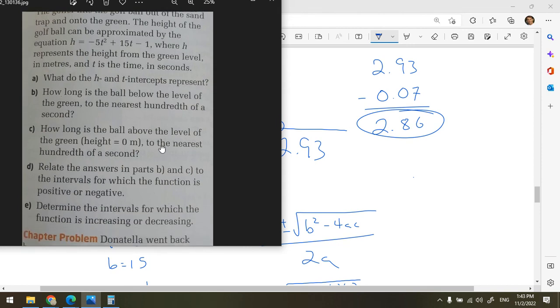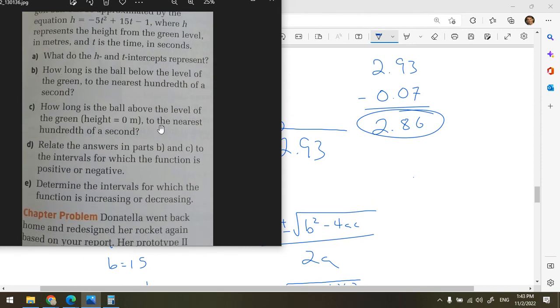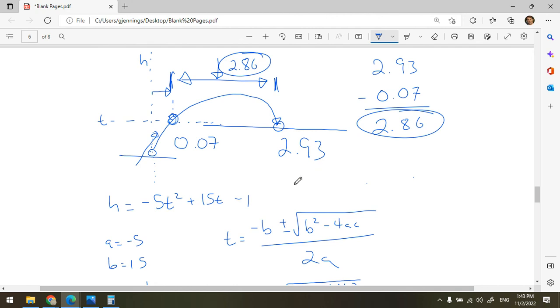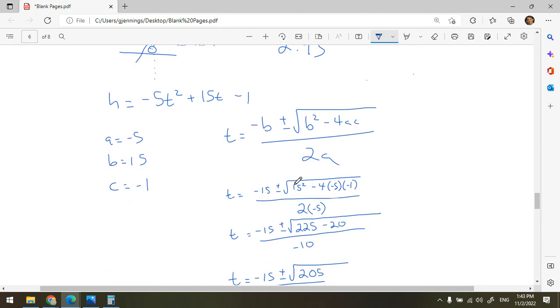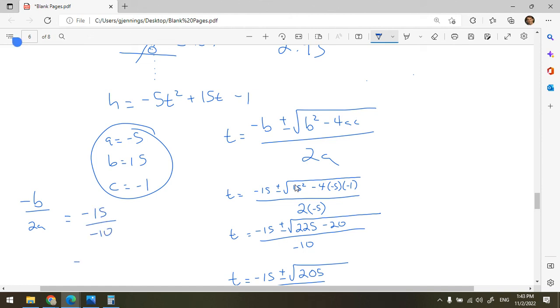Related to the answer of part B and C, the intervals for which the function is positive or negative, I just talked about that, and determine the interval for which the function is increasing or decreasing. Okay, so in order to find out how long this function is increasing or decreasing, I want to find the vertex. So I'm going to use negative b over 2a to find it. Negative b over 2a in this case happens to be negative 15 over negative 10, which is equal to 1.5. And so at 1.5 seconds, this ball reaches its vertex.